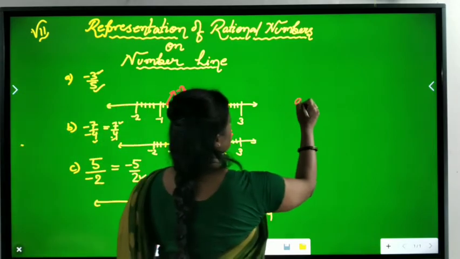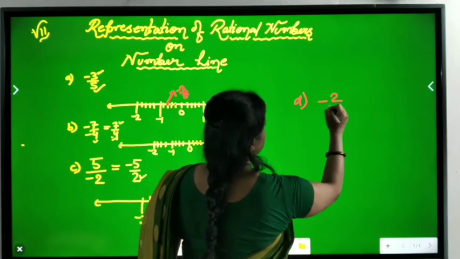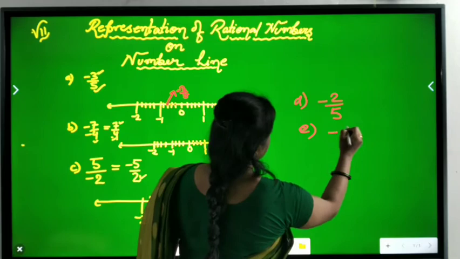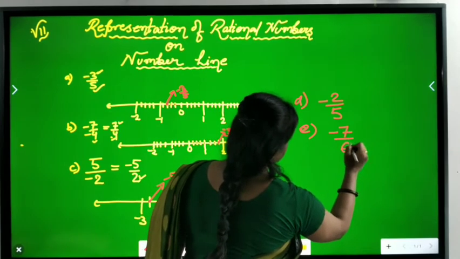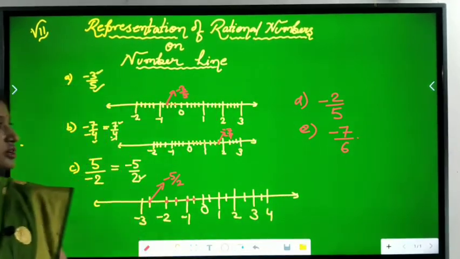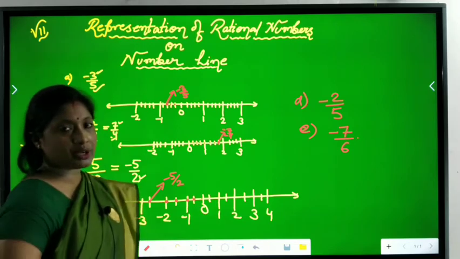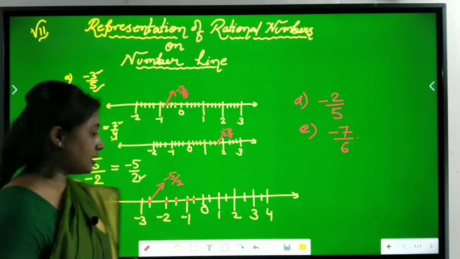Let me give you 1-2 questions. Just minus 2 by 5 and minus 7 by 6. Just try yourself. Try to represent these two rational numbers on number lines. Okay, come to our next topic, that is standard form of rational number.